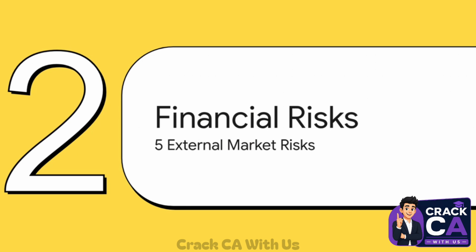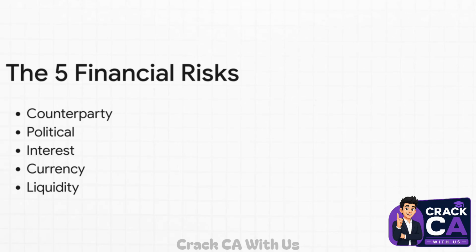Moving on to Section 2, the 5 financial risks. So now we're shifting gears from internal hiccups to external, market-driven conditions. Financial risk is all about unexpected changes in things like prices, rates, and credit. And it really breaks down into 5 main subtypes. First, counterparty risk. Basically, will the other guy actually do what they promised?